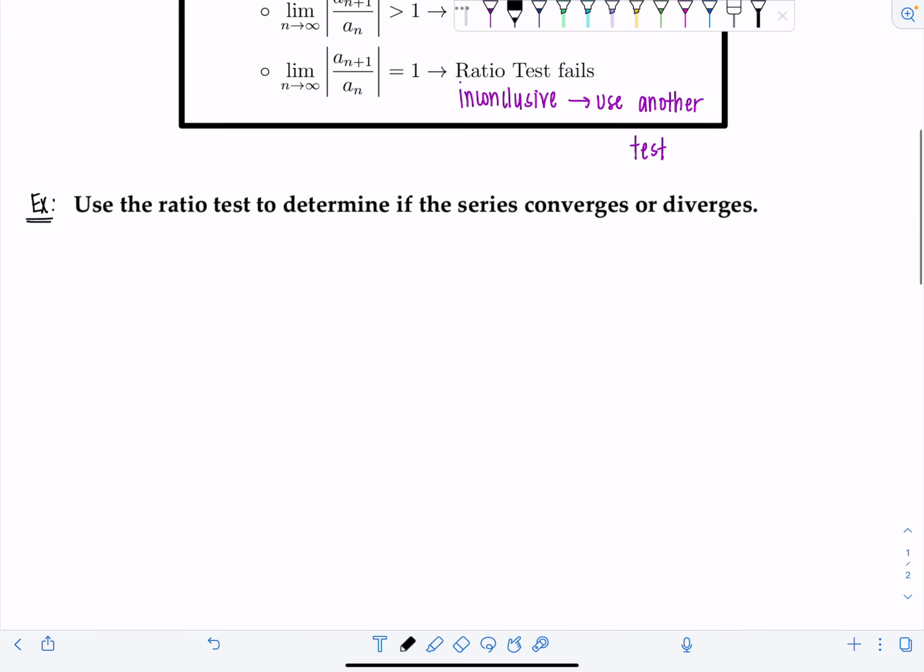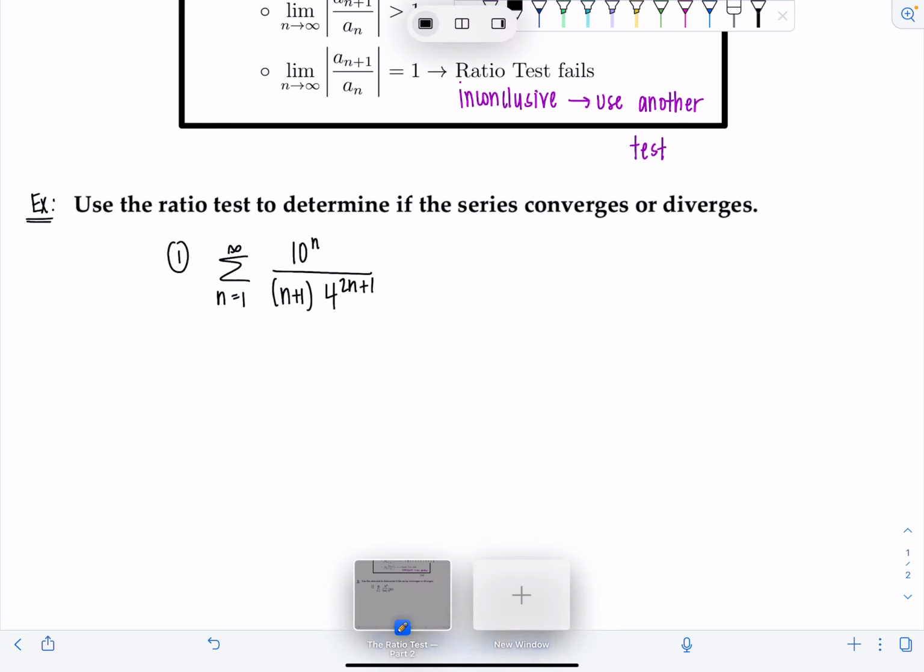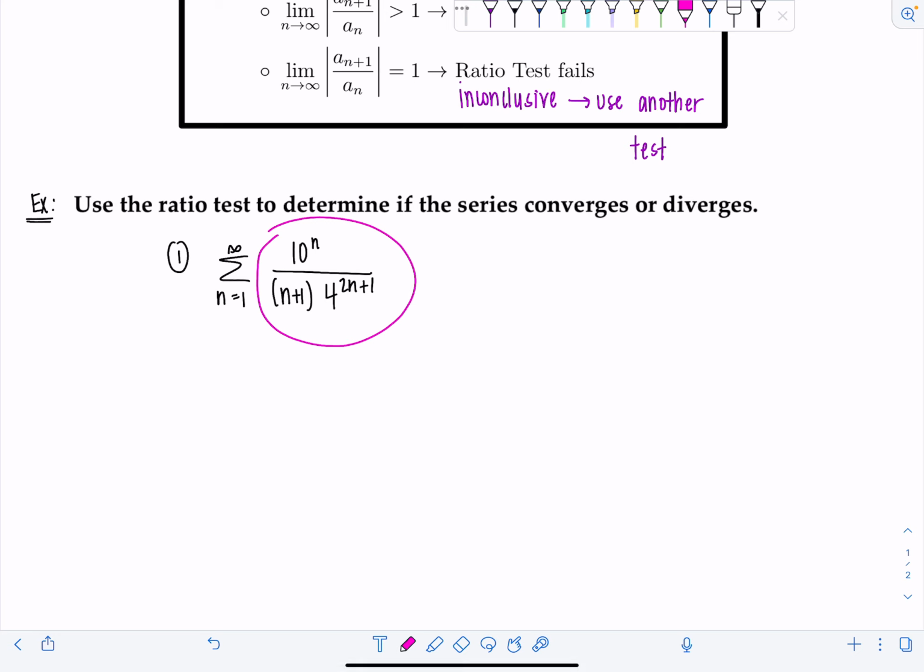And first one I want to work on is as follows. It's the sum, n equals 1 to infinity, 10 to the n divided by n plus 1 times 4 to the 2n plus 1. All right, so we know this expression here, that's a sub n. So we're going to take the limit now as n approaches infinity of the absolute value of a sub n plus 1 divided by a sub n.